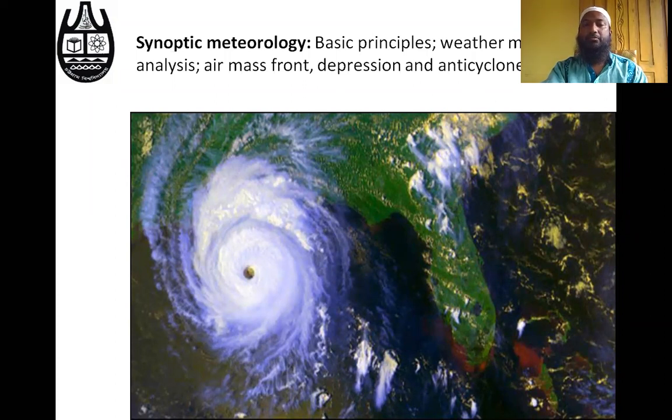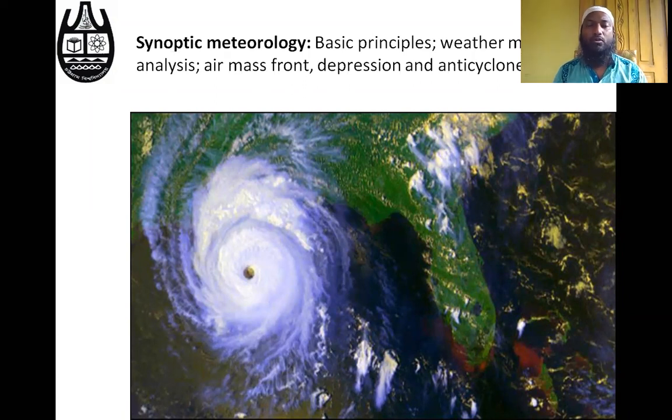That is not too big, maybe several kilometers only. So depending on that, we can discuss the characteristics of the air mass under this synoptic meteorology chapter. On the other hand, it is also possible to discuss how two or more than one air mass come together and how they react to one another.